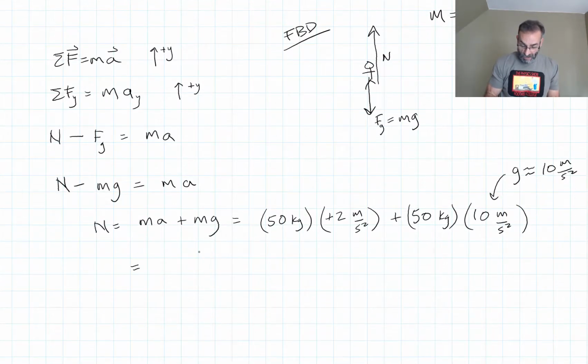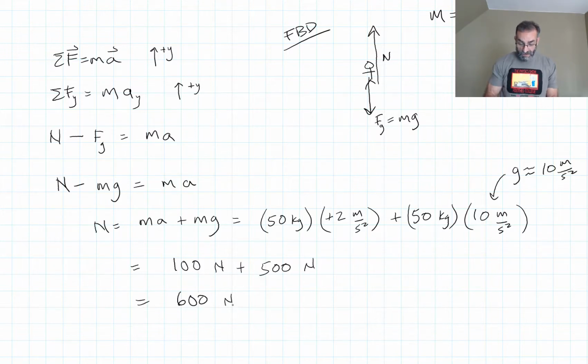And what do I get? I get 100 kilogram meters per second squared, which is a newton. And I'm adding to that 500 newtons. The normal force acting on the person in the elevator is 600 newtons. And it makes some sense. 500 newtons is our weight. If the elevator wasn't moving, the scale would be pushing up with a force of 500 newtons just to hold us up, just to hold up our weight.